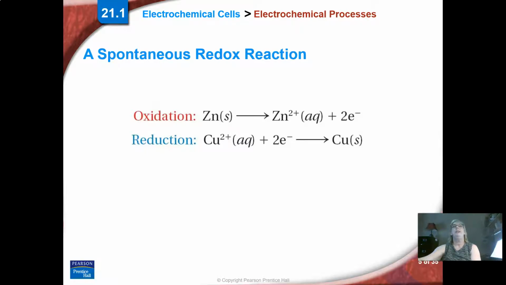So oxidation is when you're starting with a charge of 0. You're losing 2 electrons, and then zinc becomes a +2 because it lost 2 negatives. Copper is going to do the opposite. The copper ion is going to want to grab 2 electrons and become copper solid, 0 charge. So this reaction happens spontaneously because zinc wants to become oxidized.